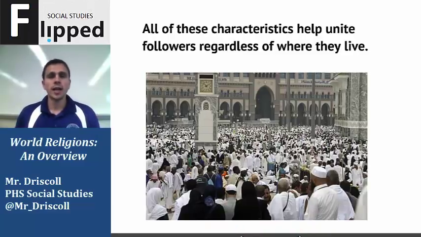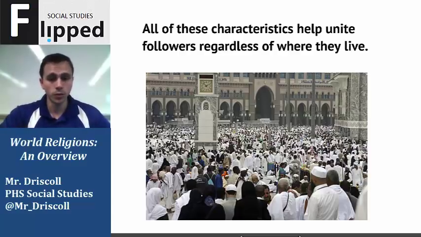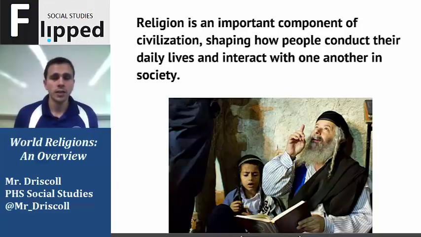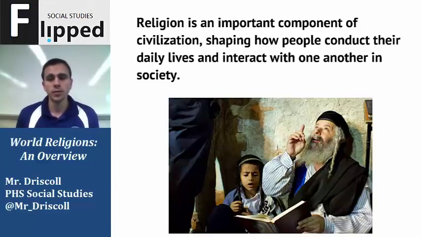All of these characteristics help unite followers regardless of where they live. So for instance, this is a picture of Mecca for the Islamic religion. And people from every part of the world you can imagine go to this one particular place to engage in a religious practice. So it's sometimes a divisive thing, but overall religion is a great unifying factor throughout the world. Religion is an important component of any civilization, shaping how people conduct their daily lives and also how they interact with one another in society.